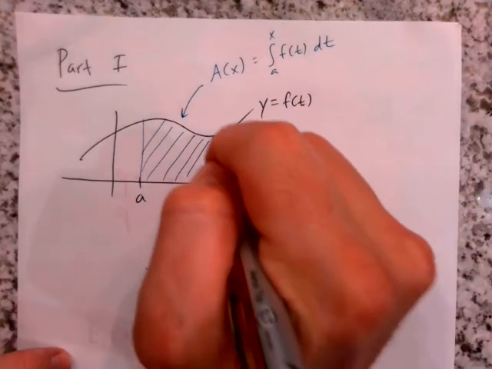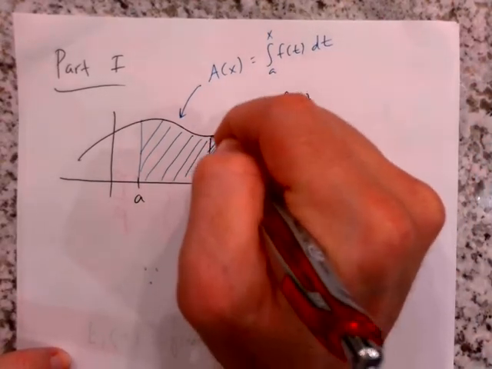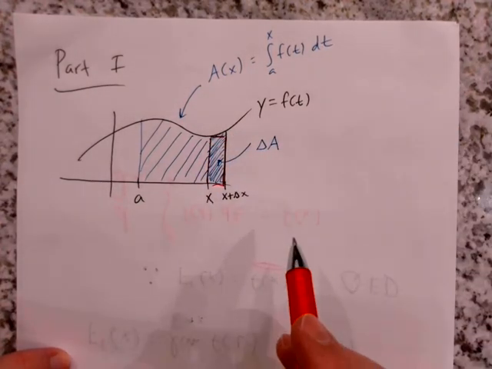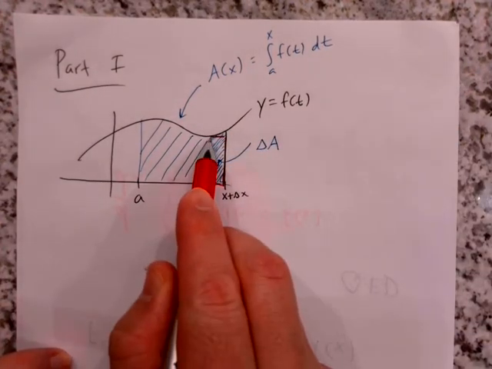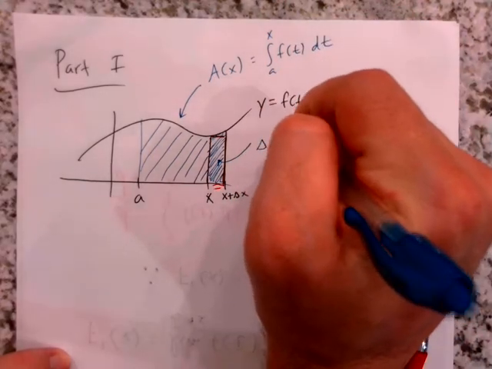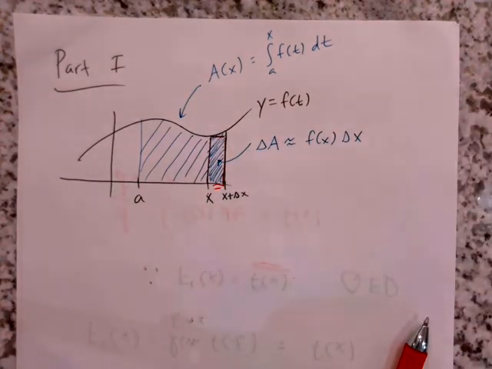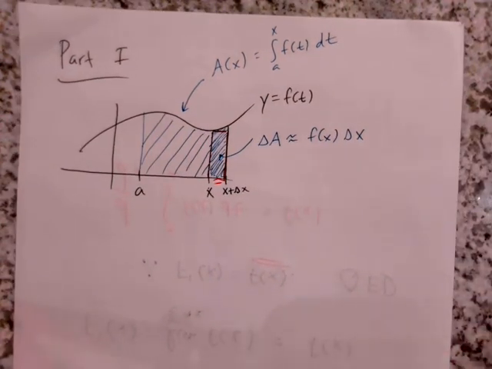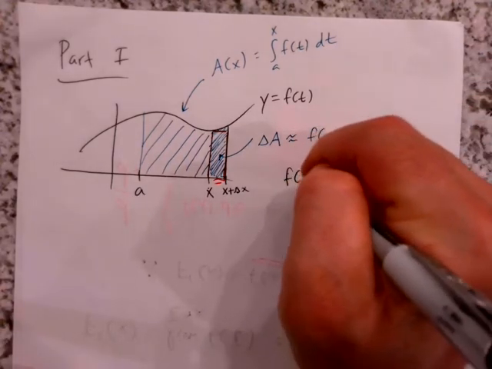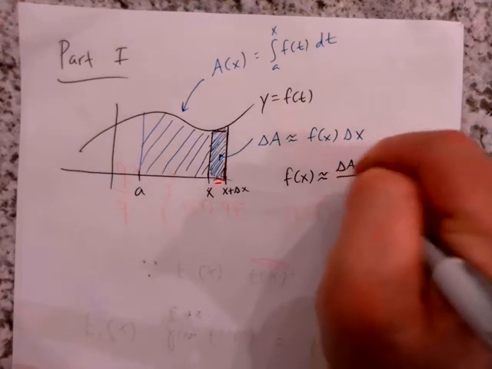And we can approximate it with this rectangle right here, where we use f of x as the height and the base is delta x. So it's approximately f of x times delta x, which you can rewrite that, if you were so inclined, as f of x is approximately delta A over delta x.